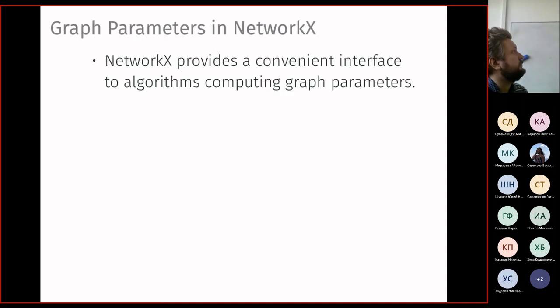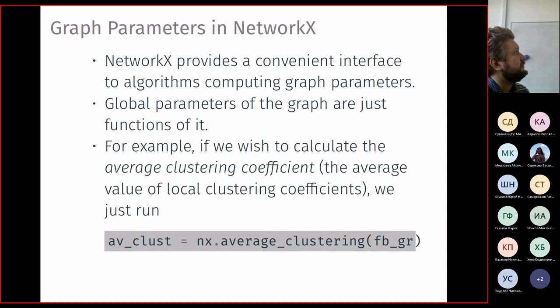Of 2 divided by 3. And NetworkX has a convenient interface. So for example, here you calculate the average clustering coefficient. You take the average of the local clustering coefficients. This is also another parameter of the clustering. And you just take the special function which does the job for you. You don't have to do it yourself.